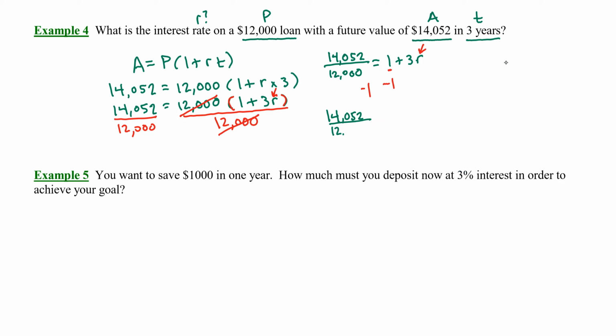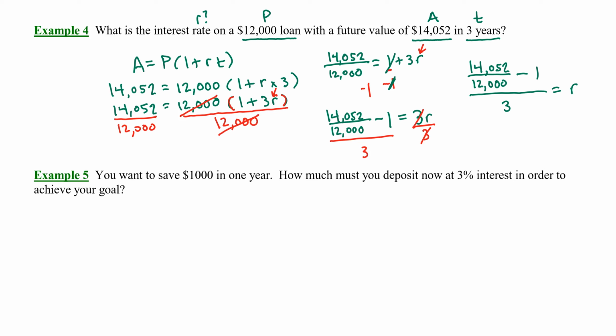14,052 divided by 12,000 minus 1. Okay, so I've subtracted 1 from the left. On the right, it canceled, and that leaves behind a 3R. Now, hang in there. We've got one more step to do, and that is to undo this multiplication by dividing both sides by 3. So the result we need to calculate is 14,052 divided by 12,000 minus 1 all over 3, and that's going to give us our rate of interest.